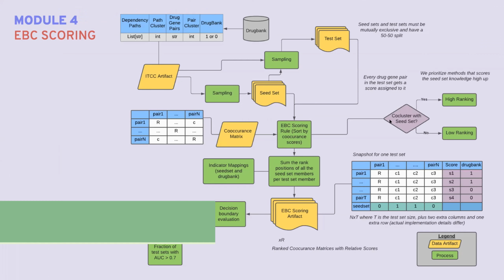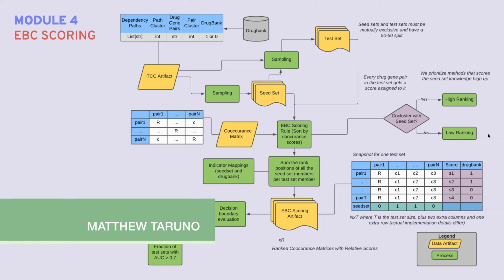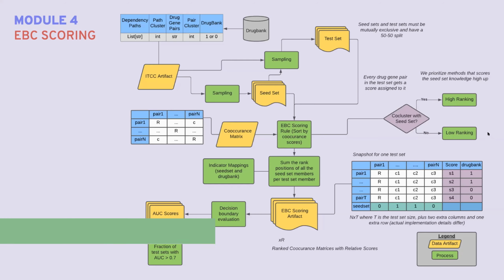This decision is asking, is the test set co-clustering with the seed set? If yes, and if that's happening more frequently, we are assigning a high ranking. And if no, we are assigning a low ranking. So we're prioritizing methods that score the seed set knowledge high up.